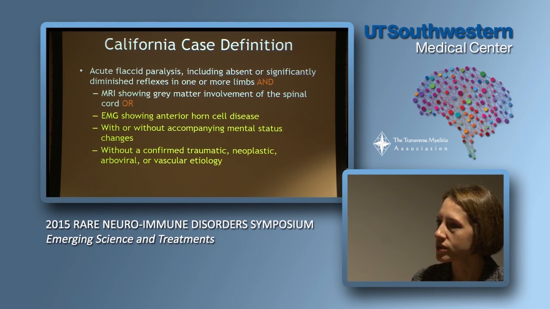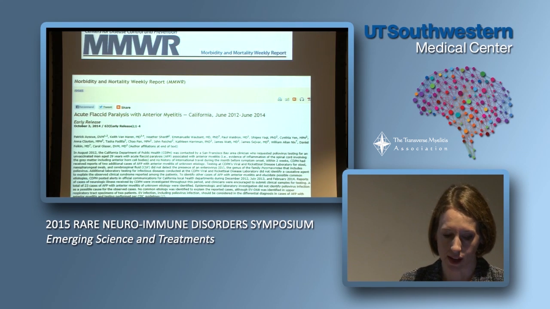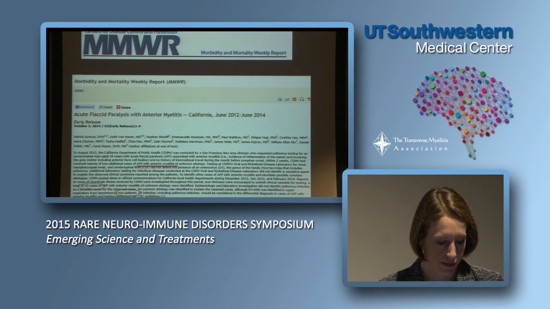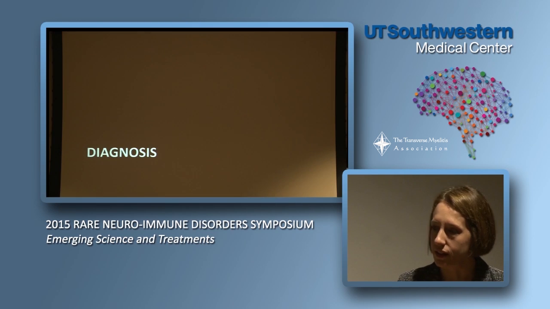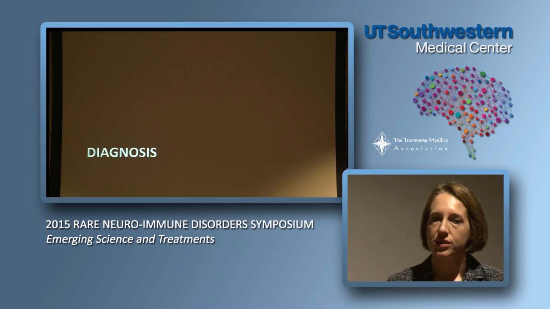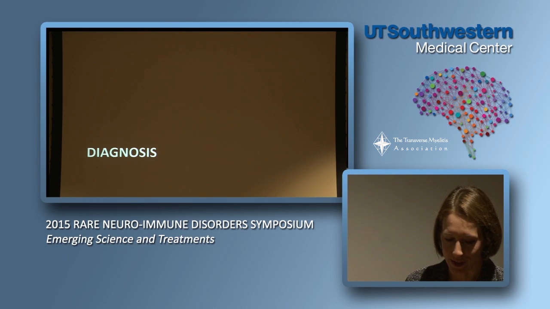Their case definition was a little bit different, but I think in essence was trying to get at the same syndrome, the same observation. And they had reported 23 cases last fall. The number is now up in California specifically to closer to 35. So we had this outbreak. We recognized this and came up with a new term, acute flaccid myelitis.